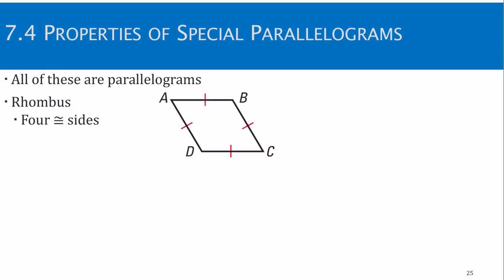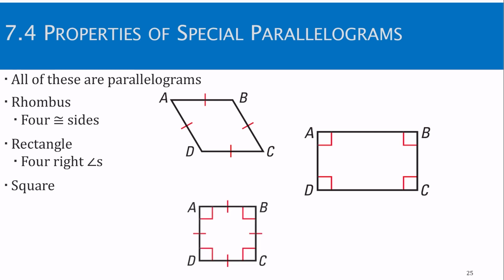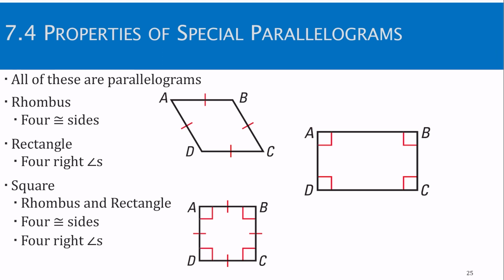We have a rhombus that has 4 congruent sides. We have a rectangle which has 4 right angles. If it is both a rhombus and a rectangle, then it's a square. If all the sides are congruent and it has the 4 right angles, it's a square. So rhombus is the congruent sides, rectangles are the right angles, square is both.